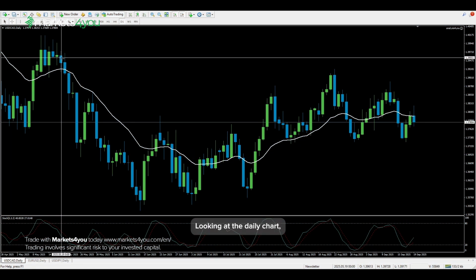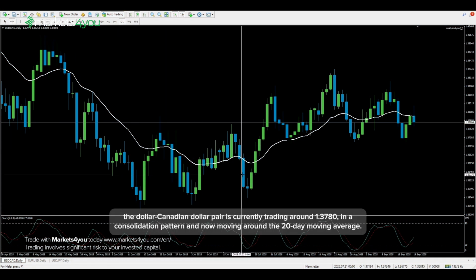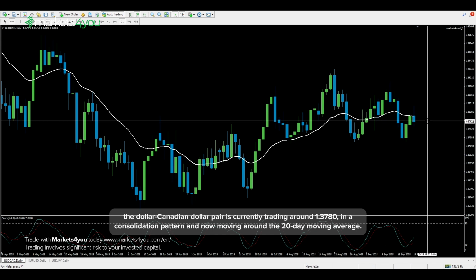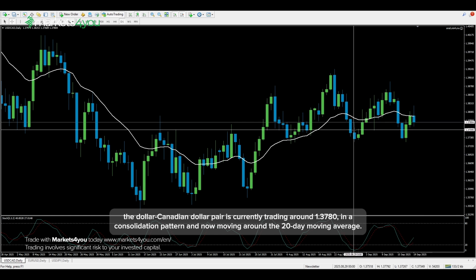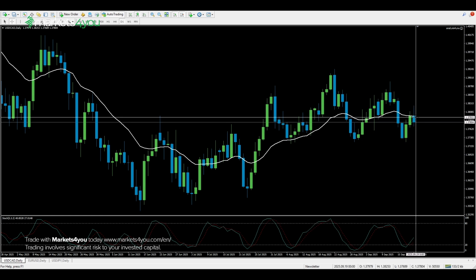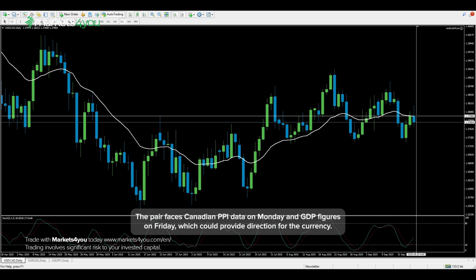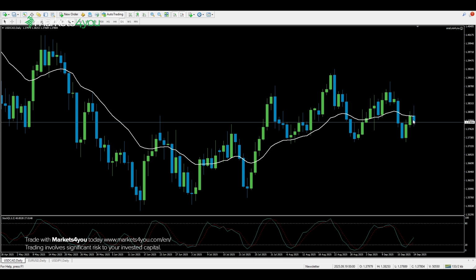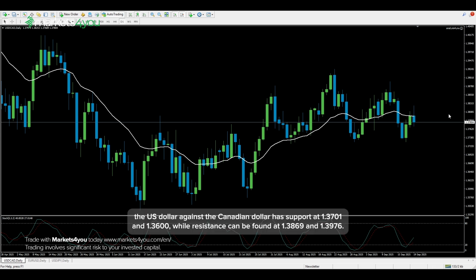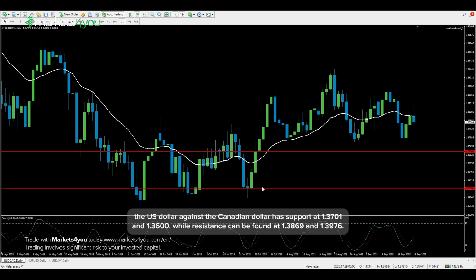Looking at the daily chart, the dollar-Canadian dollar pair is currently trading around 1.3780 in a consolidation pattern and now moving around the 20-day moving average. The pair faces Canadian PPI data on Monday and GDP figures on Friday, which could provide direction for the currency. Looking at important levels, the US dollar against the Canadian dollar has support at 1.3701 and 1.3600, while resistance can be found at 1.3869 and 1.3976.